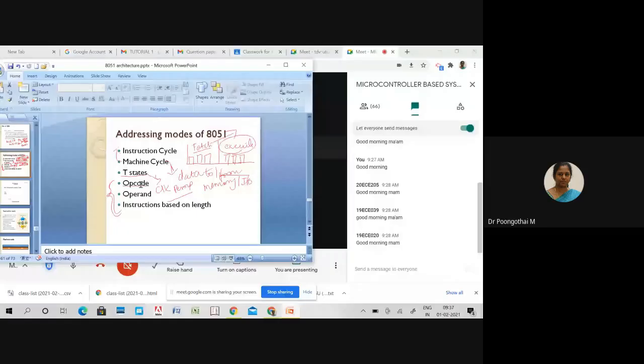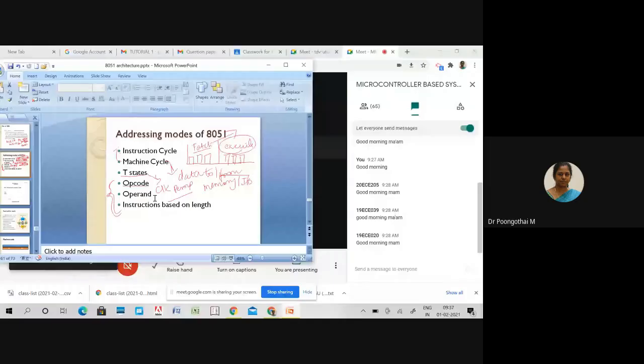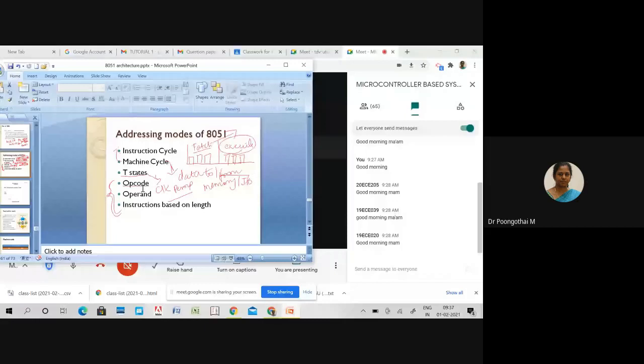Operand is something on which the operation is done. Suppose MOV A, B: A, B is the operand, MOV is your opcode. Like that, each instruction of 8051 consists of opcode and operand. The combination of opcode and operand is called mnemonics. That should be represented in hexadecimal format.